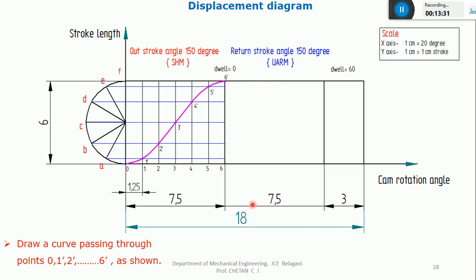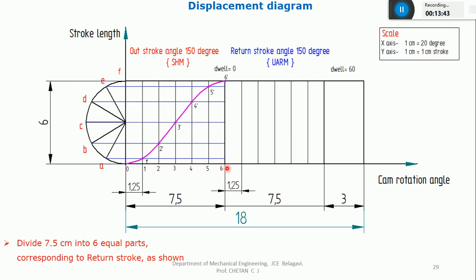Again, it is having 7.5 centimeters. Again, I'll divide this into 6 equal parts. 7.5 divided by 6 becomes again 1.25 each, like this. So each division will be 1.25. Since there's no dwell between the outstroke and the return stroke, I'll continue the number. I'll give the common number as 6.